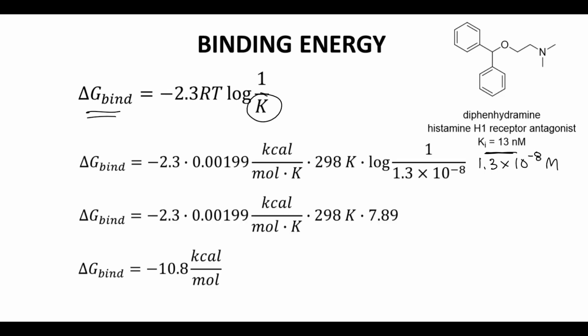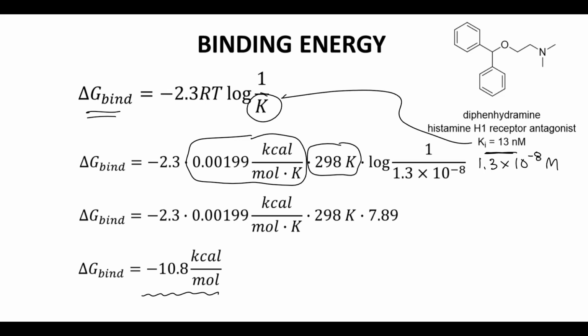If we go through the calculation of DeltaG with appropriate values for R and T with appropriate units, we get a binding energy of diphenhydramine for the H1 receptor of minus 10.8 kcal per mole based on its experimental Ki value. Binding energies for drugs are always negative, although the negative sign is sometimes omitted.